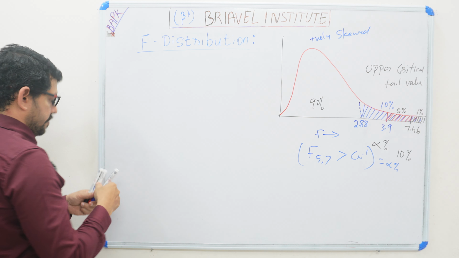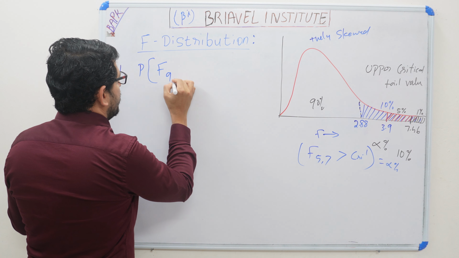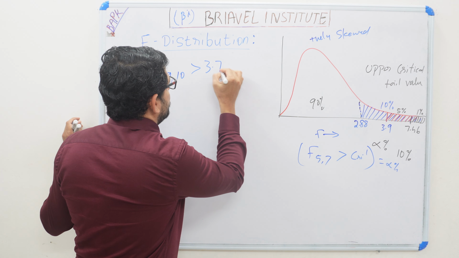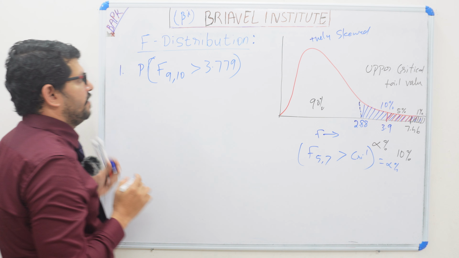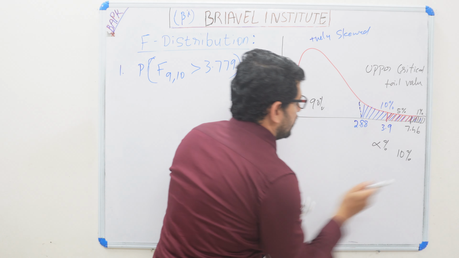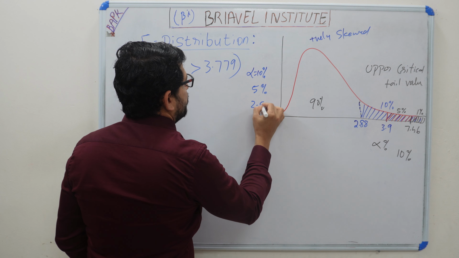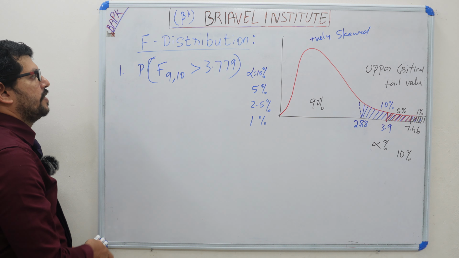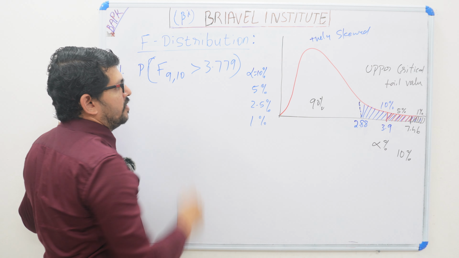Now the first question: probability of F9,10 greater than 3.779. What is the probability? We need to check all the critical values, where it is falling, under which alpha: whether alpha is equal to 10% or 5% or 2.5% or 1%. 9 is the first degree of freedom, and 10 is the second degree of freedom. Where is it falling? It is the upper critical value.